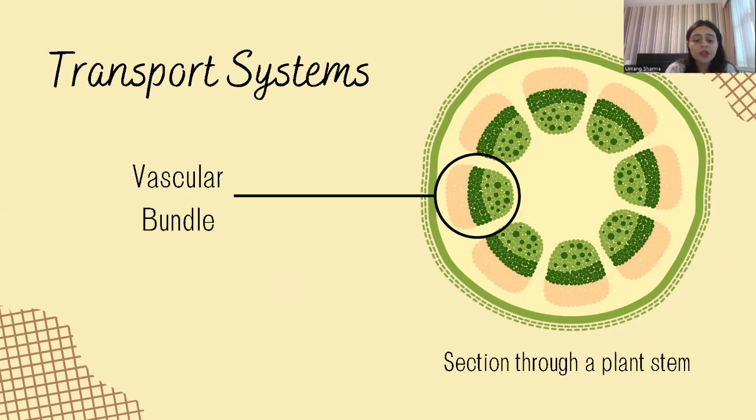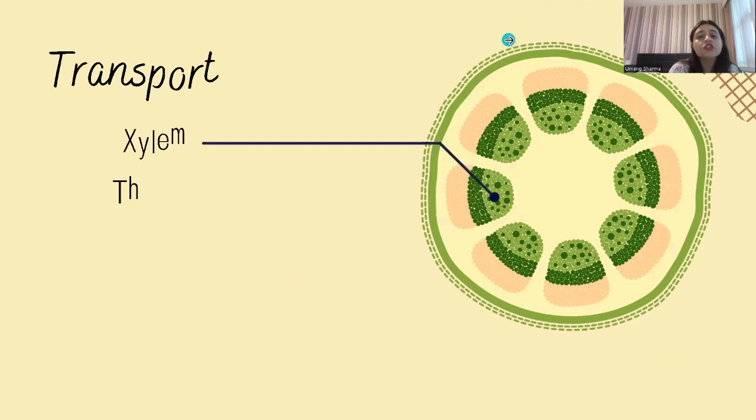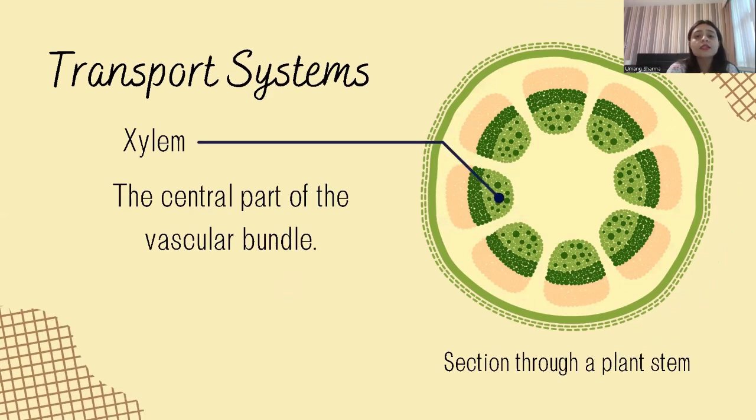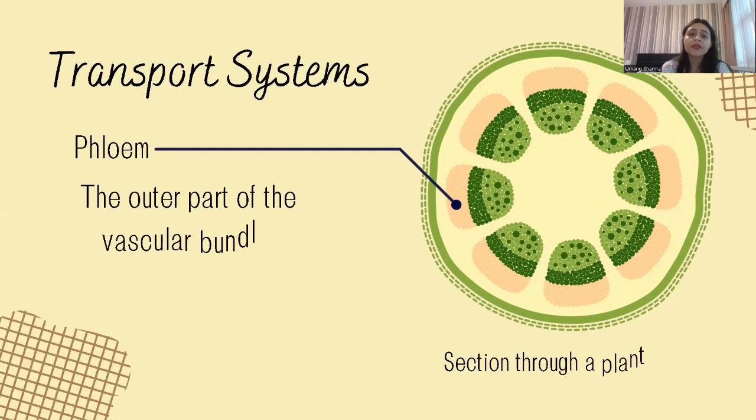There are two types of vascular tissue which help in transporting nutrients and water inside the plant body. The first one is xylem, as you can see the green part. What does the xylem do? The xylem is the central part of the vascular bundle, and it helps in transporting water and minerals. And then this is the phloem part. As the name suggests, it transports the food and nutrients in the plant body. It is the outer part of the vascular bundle.